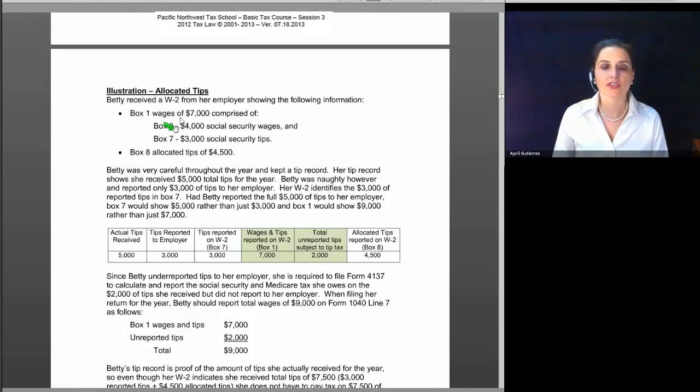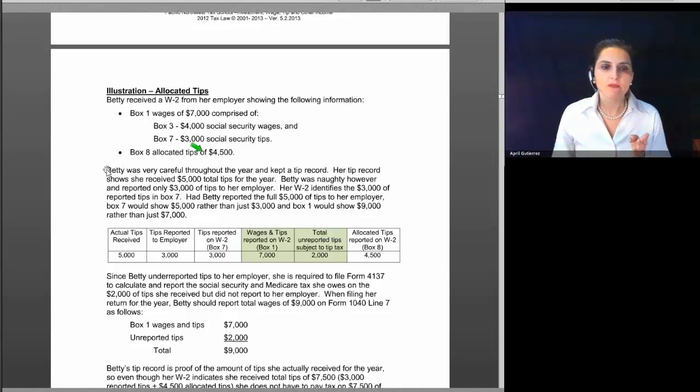So her W-2 is showing $7,000 of wages. $4,000 of the wages came from hourly rate, and the other $3,000 came from tips. But her W-2 shows a number in Box 8, and that number is $4,500. I need to tell you that the number in Box 8 is not included in Box 7. So if Betty does not have a tip log, she's going to have to report $7,000 plus $4,500 on line 7 of her tax return.